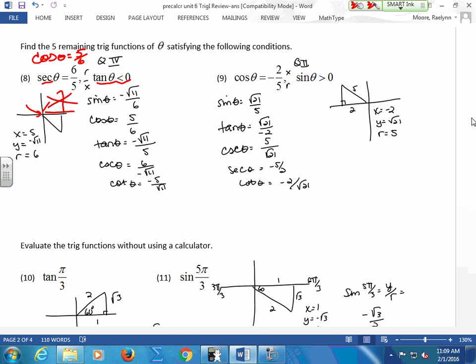I had to give you another piece of information. So now, I know x over r. There's my x value. There's my r value. Pythagorean theorem says 6 squared equals 5 squared plus b squared.